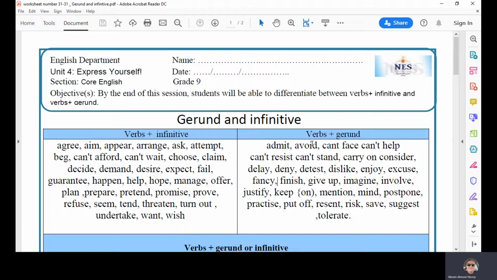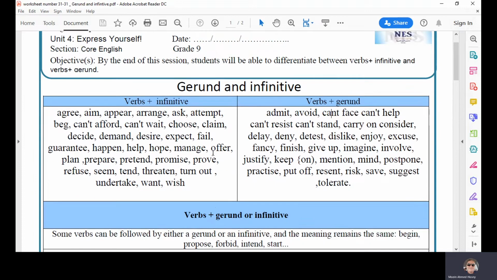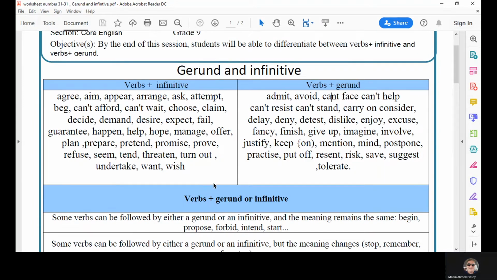Okay, is it the only rule here? I mean, only verbs with infinitive and verbs with gerunds, and they are a must? No, there is something a little bit confusing. Let's see. Some verbs can be followed by either a gerund or an infinitive, and the meaning remains the same.